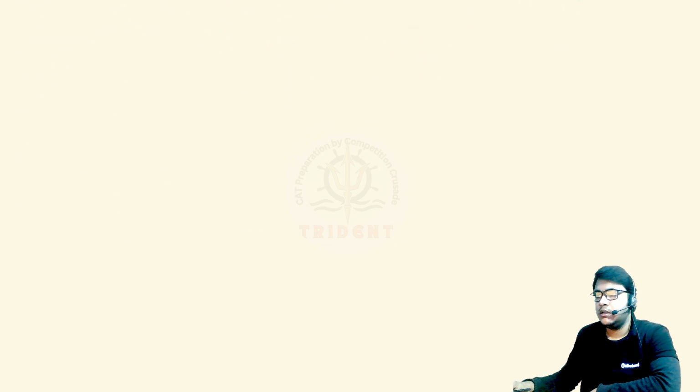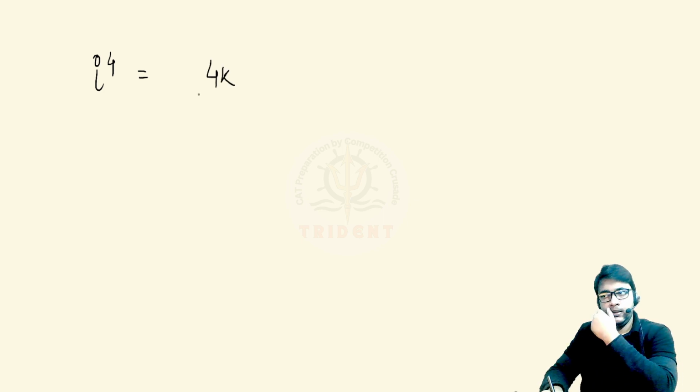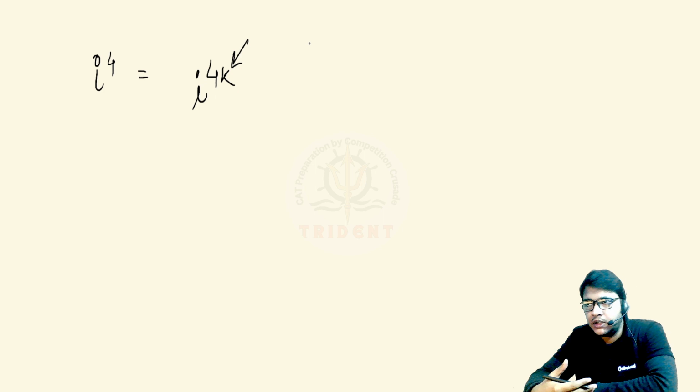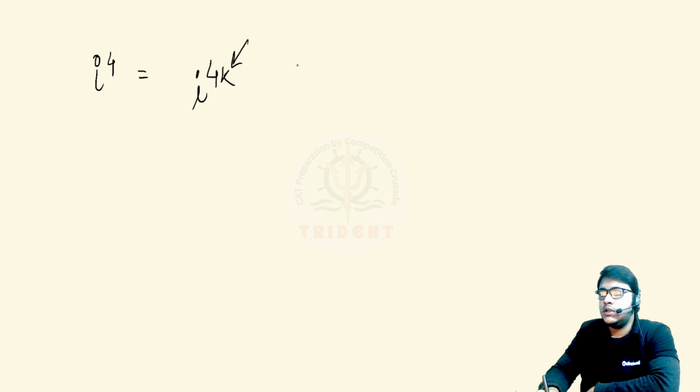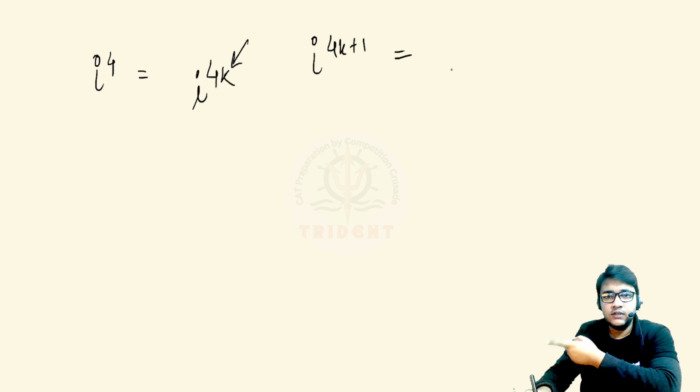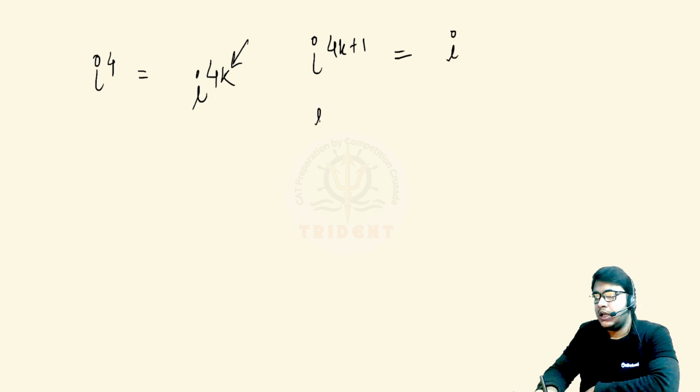Let's do one thing. So i raised to the power 4 is equivalent to i raised to the power 4k. Obviously you can see in the place of k you can substitute any natural number. You can put in k is 1, k is 2. In other words, you can actually write i raised to the power 4k plus 1 as the first remainder, which is going to be i itself. i raised to the power 4k plus 2, the second one, which is a negative one. i raised to the power 4k plus 3, which is the third one, that is a minus i.